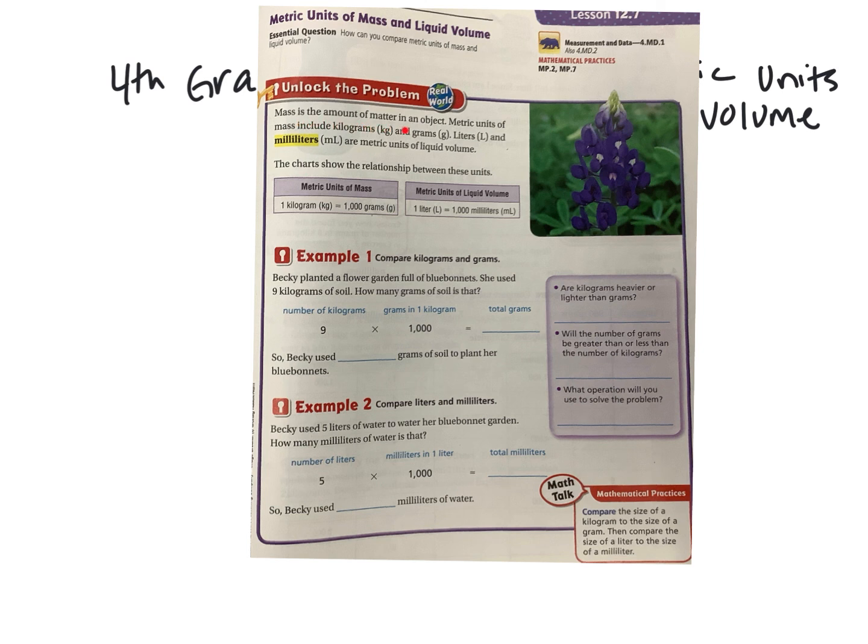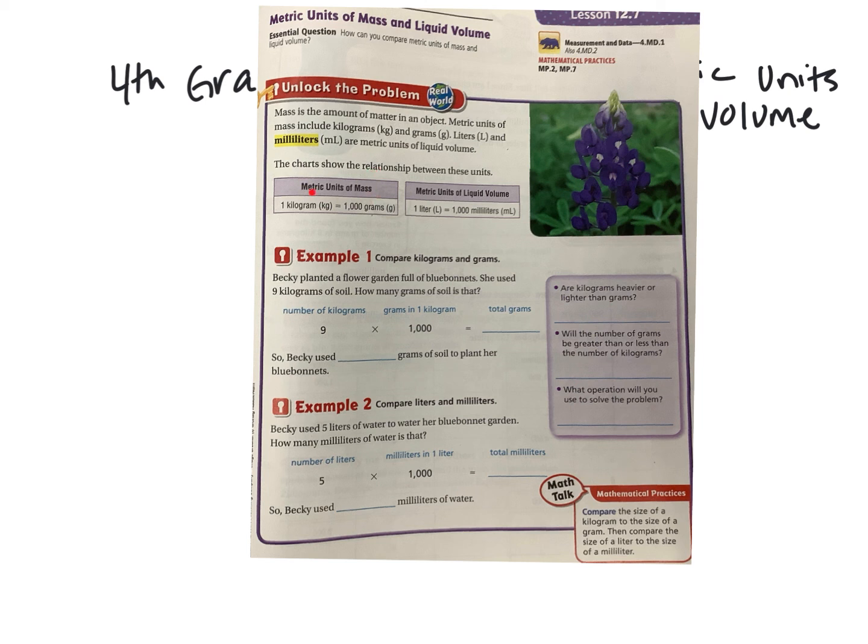Mass is the amount of matter in an object. Metric units of mass include kilograms, kg, and grams, g. Liters, L, and milliliters, ml, are metric units of liquid volume. The charts show the relationship between these units.